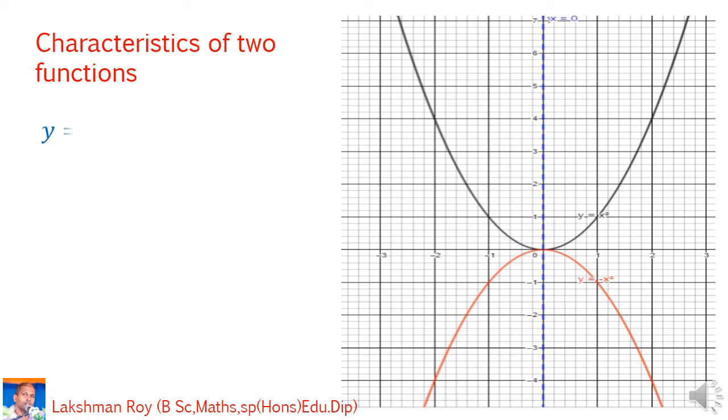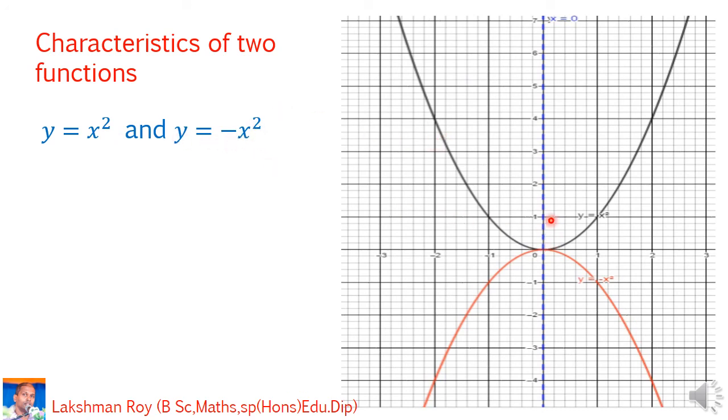Then see, this is my next graph, y equals negative x squared. This is the parabola of maxima. These are the two graphs drawn in the same Cartesian coordinate plane. Now we can see the characteristics of the two functions, students: the y equals x squared graph, and the y equals negative x squared graph.